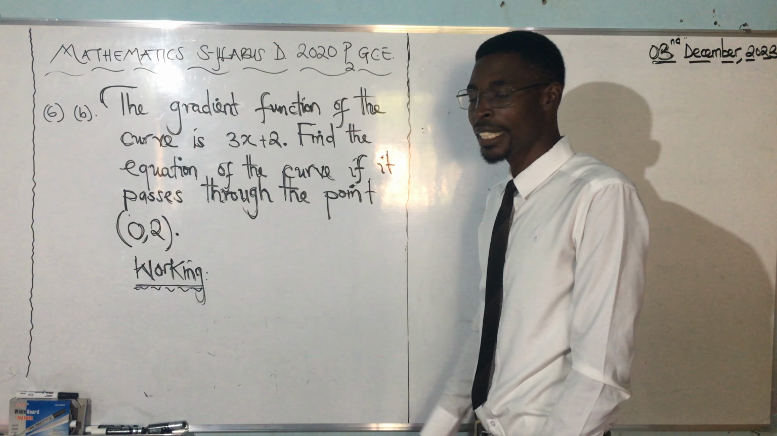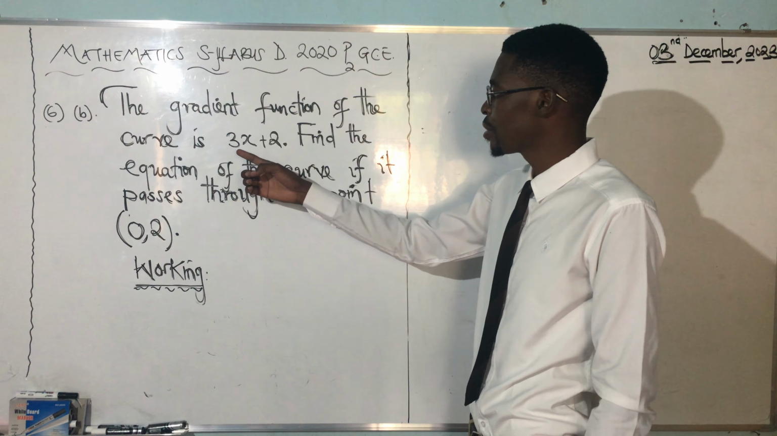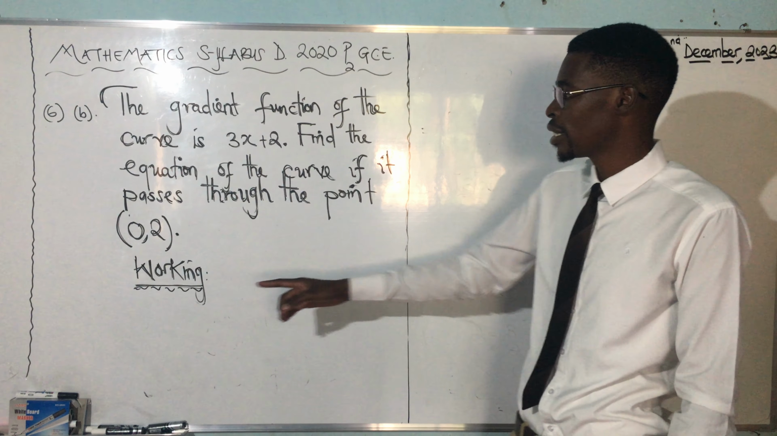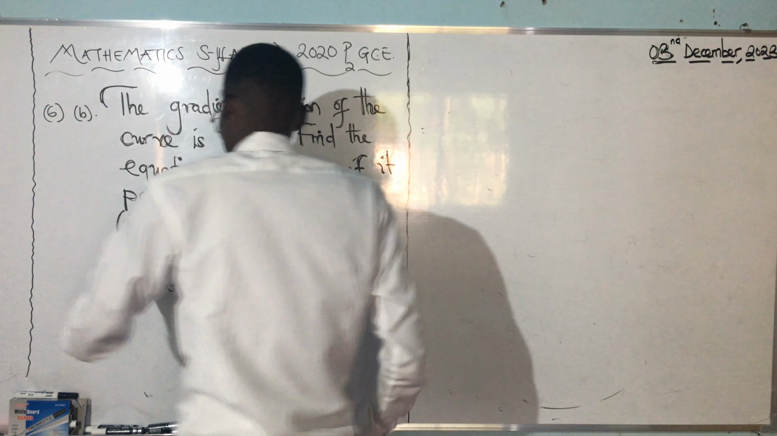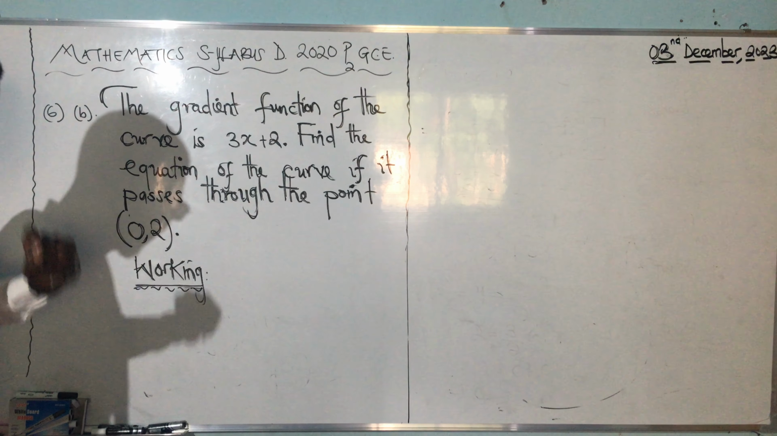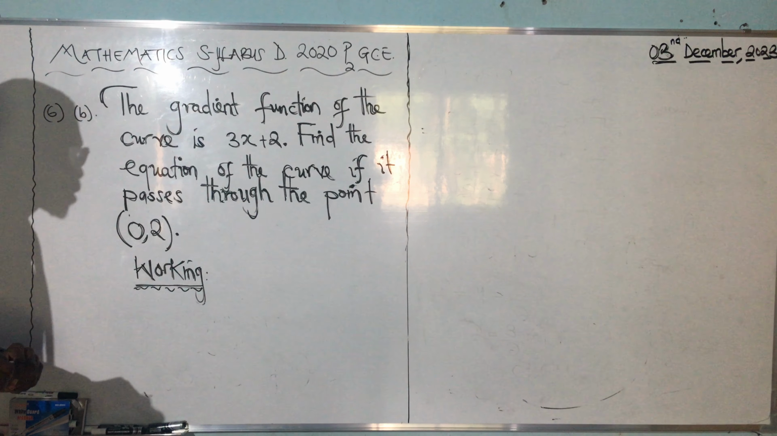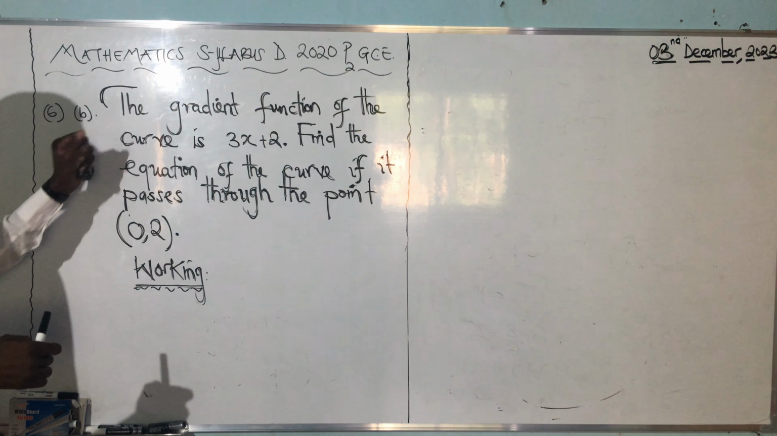The question says the gradient function of the curve is 3x plus 2. Find the equation of the curve if it passes through the point (0, 2). Before I go further solving this question, I just need to explain one or two important points to do with integration.